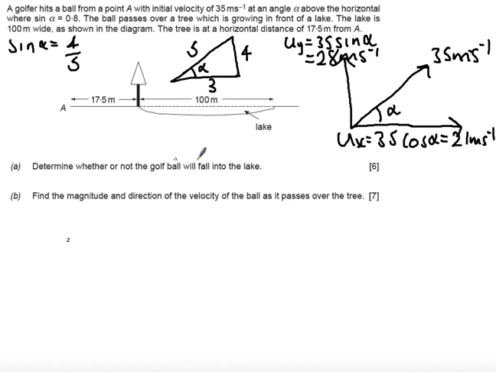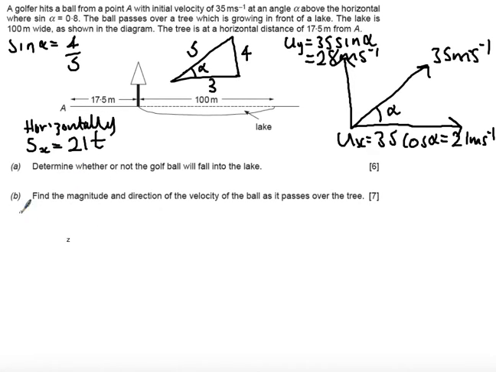Okay, now I want to find whether this ball is going to fall into the lake, so I need to check what the range of the ball is, and so we're talking about horizontal displacement. The horizontal displacement, sx, will just be 21t, since there is no acceleration horizontally, and so it's just going to be a case of speed times time. Distance equals speed times time.